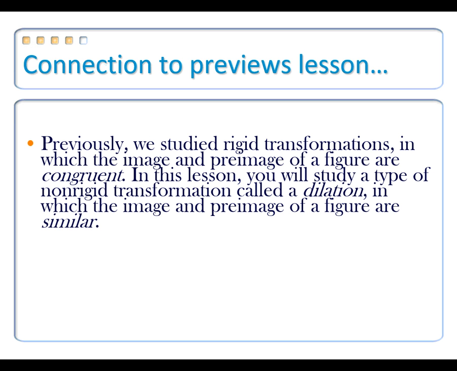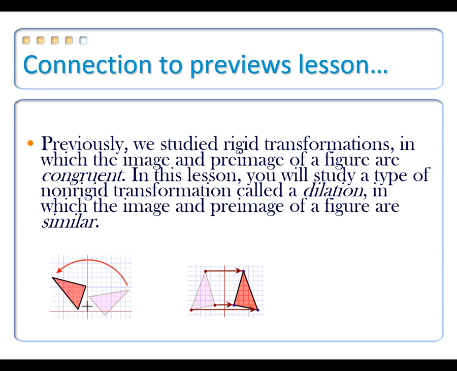Previously we discussed three types of rigid motion. Remember, a rigid motion is when a shape does not change shape or size. Whenever it undergoes some sort of transformation, the size and shape will remain the same. So it does not change. One example of this is a rotation. Another example is a reflection. And a final example is a translation.